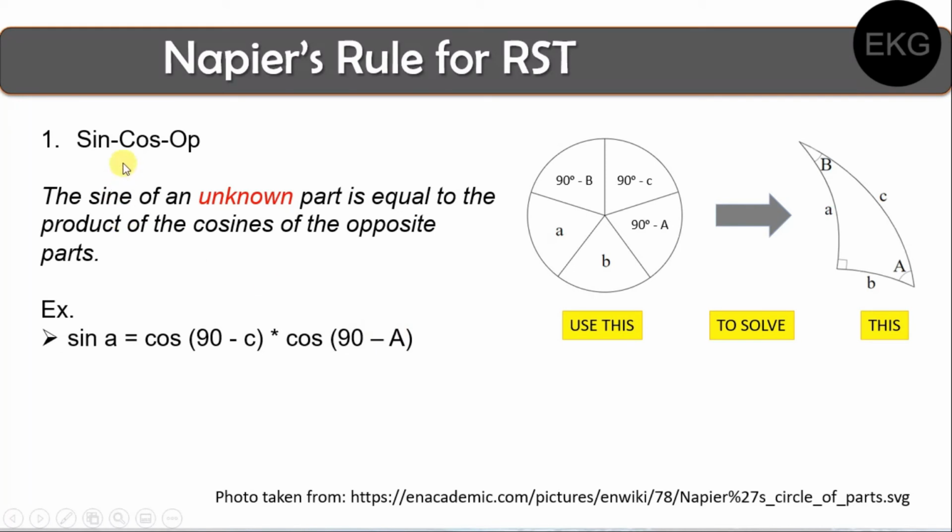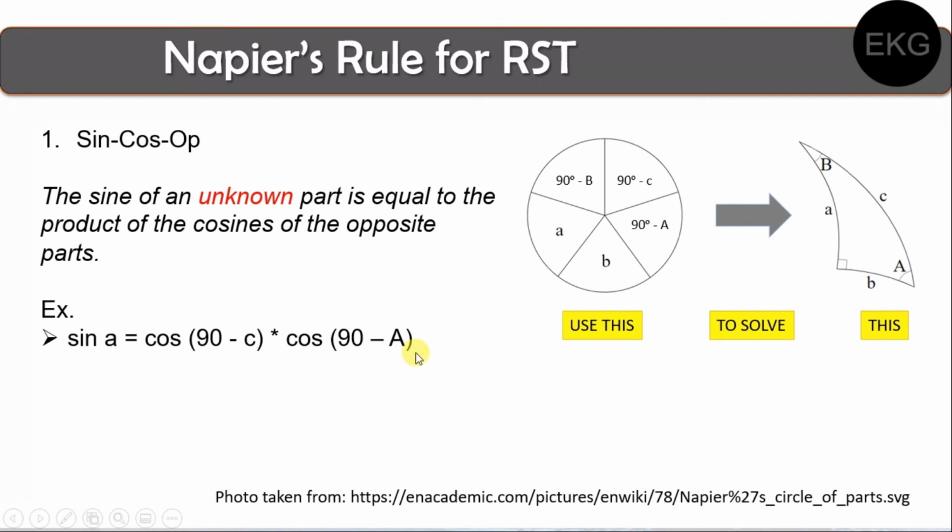So basically, pag in-apply natin yung sin cos op na rule, sine of the unknown part is equal to the product of the cosines of the opposite parts. Kaya 90 minus C yan, at saka 90 minus A.